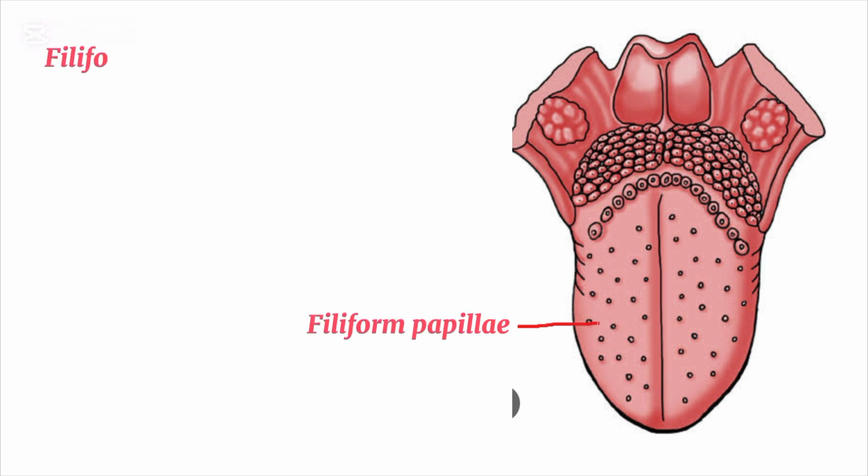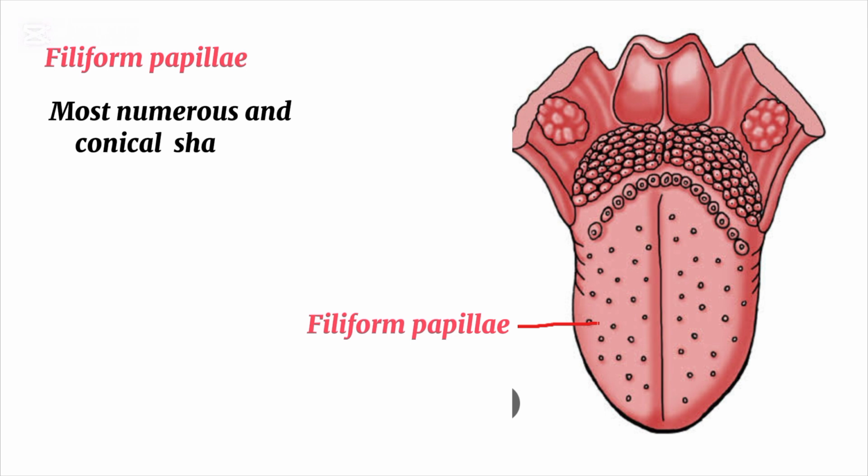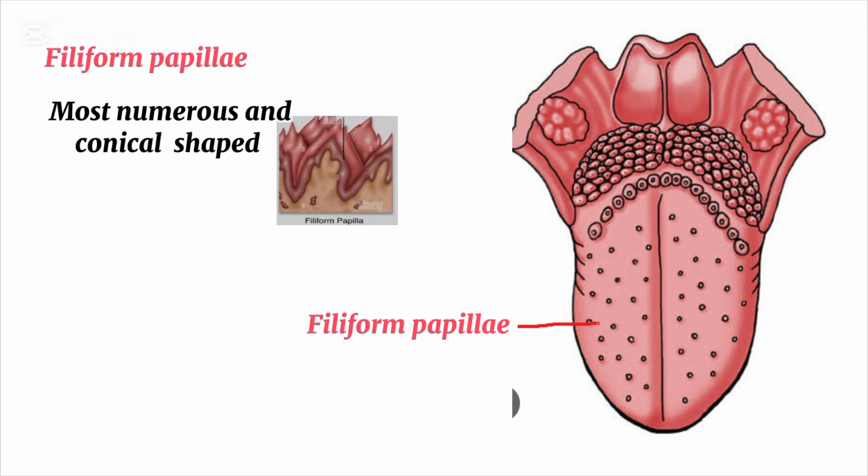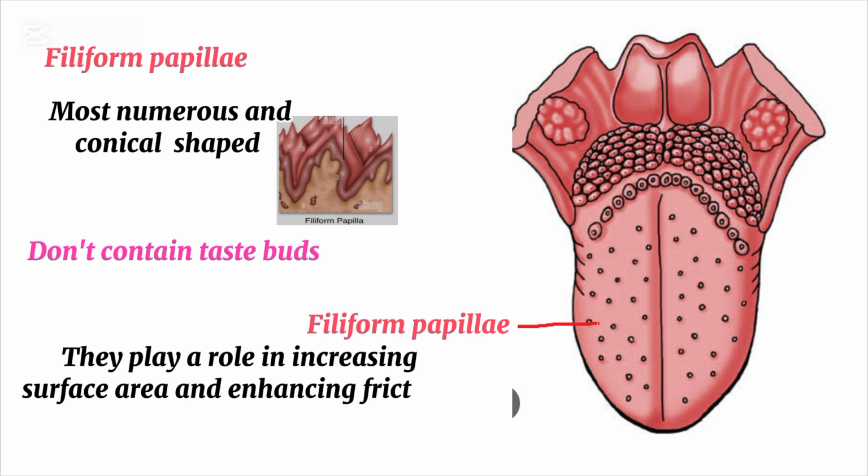Filiform papillae are the most numerous and conical shaped. The most distinctive feature of filiform papillae is that they do not contain taste buds, so are not involved in taste perception, but they play a role in increasing surface area and enhancing friction between food and tongue.